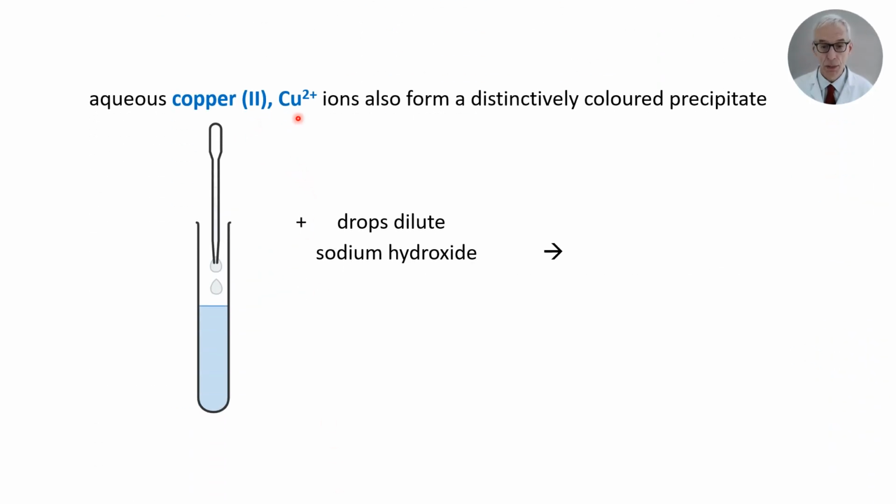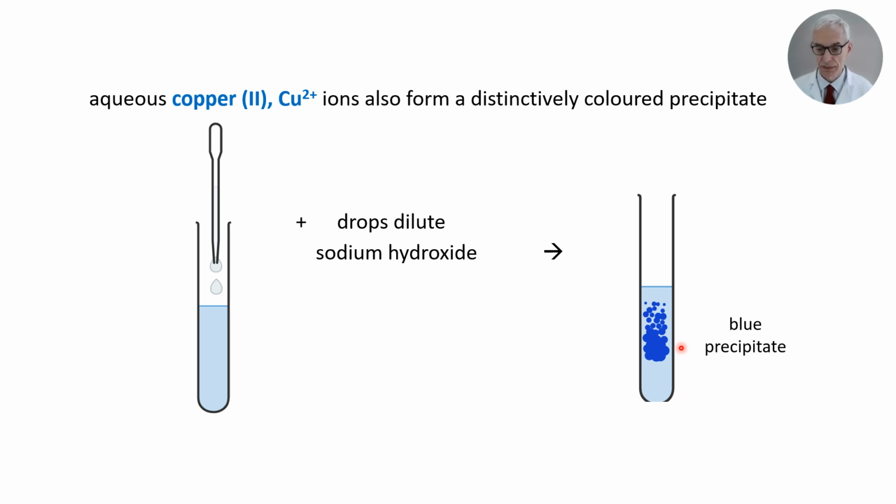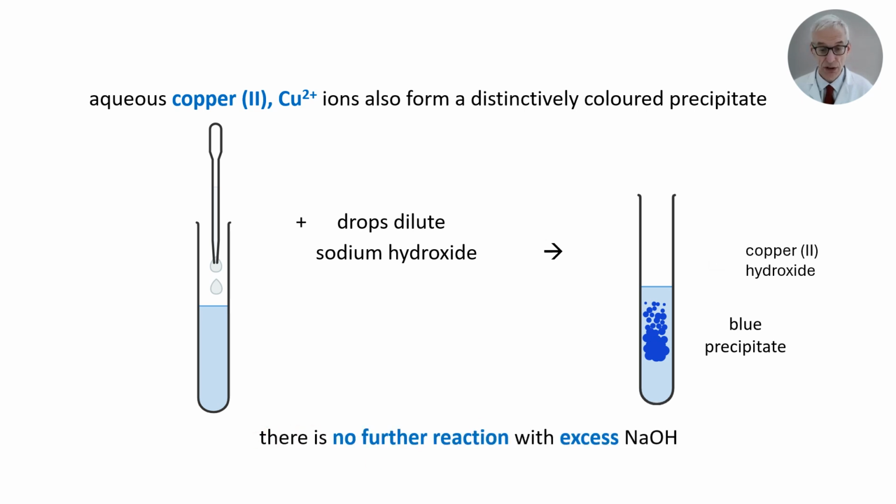Copper 2 plus ions also form a coloured precipitate. Add drops of sodium hydroxide to a solution containing copper 2 plus ions. You get a distinctively blue precipitate. What is the name of that precipitate? Well, I hope it's obvious. Copper 2 hydroxide. As with our previous precipitates so far, there is no further reaction with excess sodium hydroxide. It is insoluble in excess.